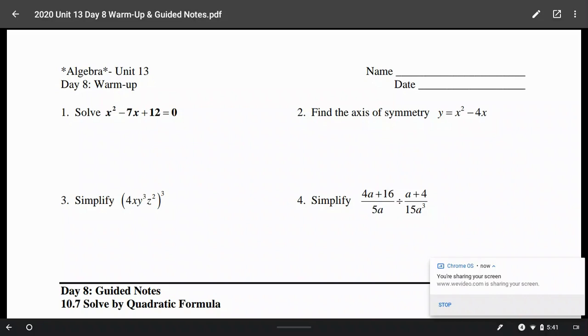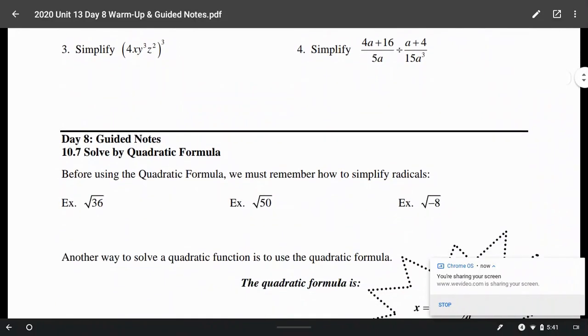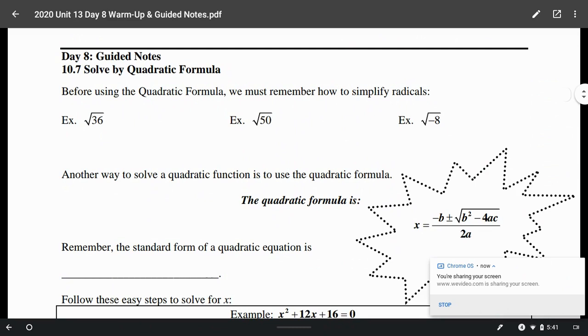All right, welcome back. If you are a little tired, if you're falling asleep a little bit, now's the time to do a little jumping jacks, a little push-up, maybe grab some caffeine, because this is normally one of the harder days of the whole semester, and that's solving by the quadratic formula.